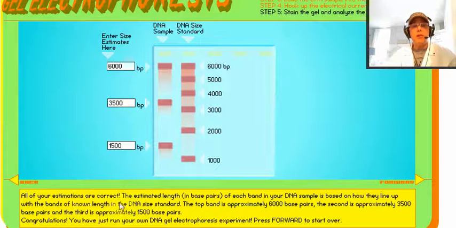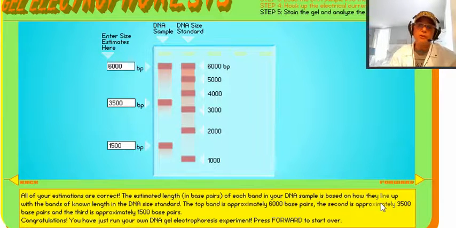All of your estimations are correct. The estimated length in base pairs of each band of your DNA sample is based on how they line up with the bands of the known length in the DNA standard. The top band is approximately 6,000 base pairs. The second is approximately, I put down 3,400 because I didn't think it was exactly in the middle, but they're saying 3,500 is a good estimate. And the third is approximately 1,500 base pairs. So congratulations, we've done it.